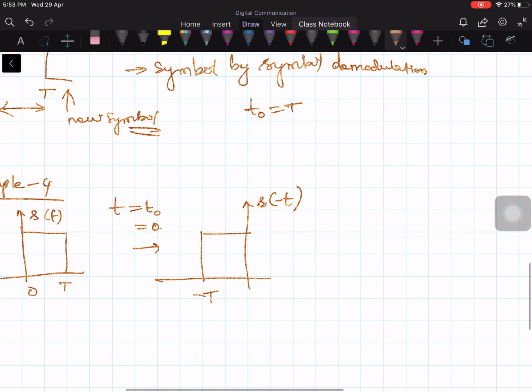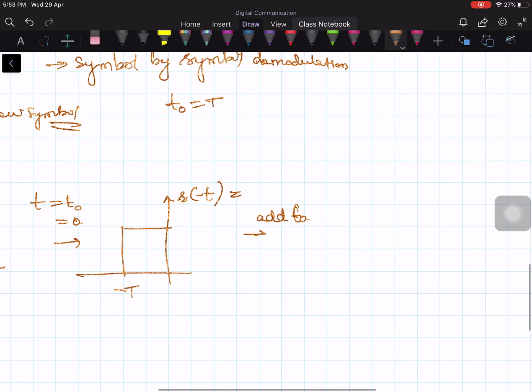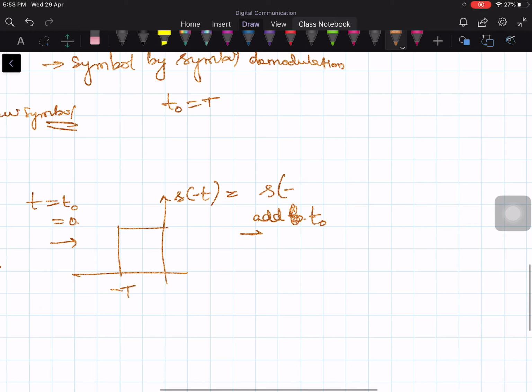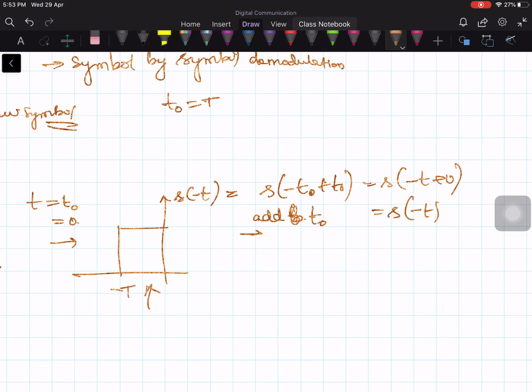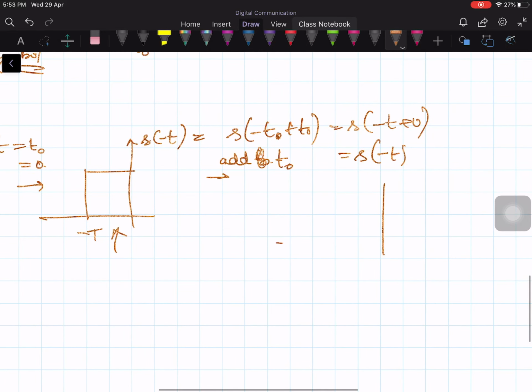What is the second step? Add T naught. Adding T naught means shifting to the right side. So s of minus t plus T naught, this is equal to s of minus t plus 0, which is the same as minus t. So this is therefore the impulse response.